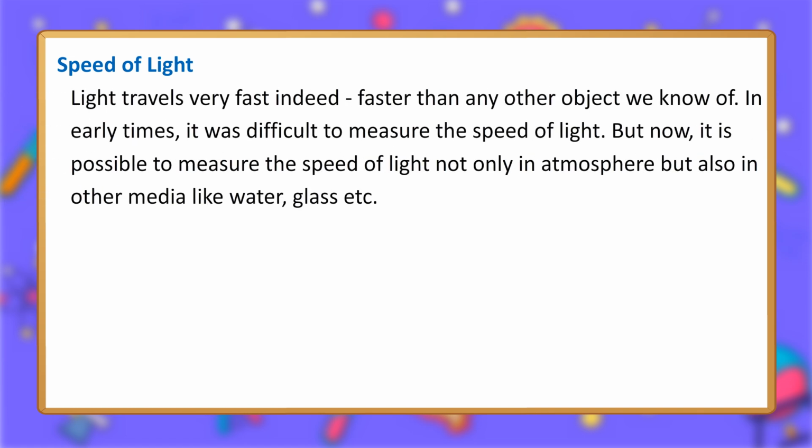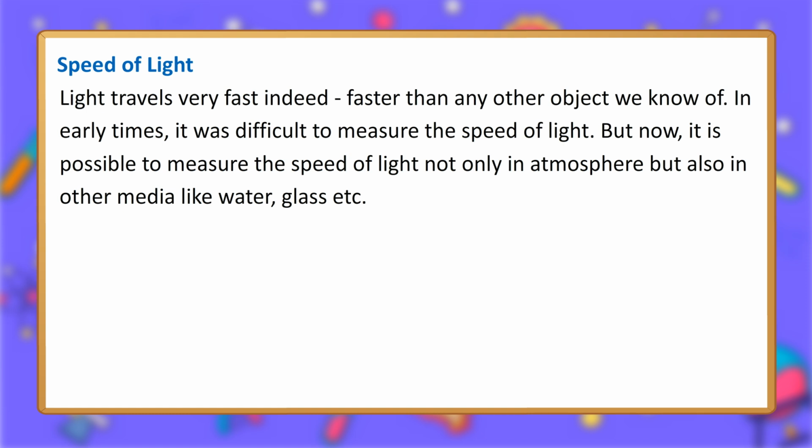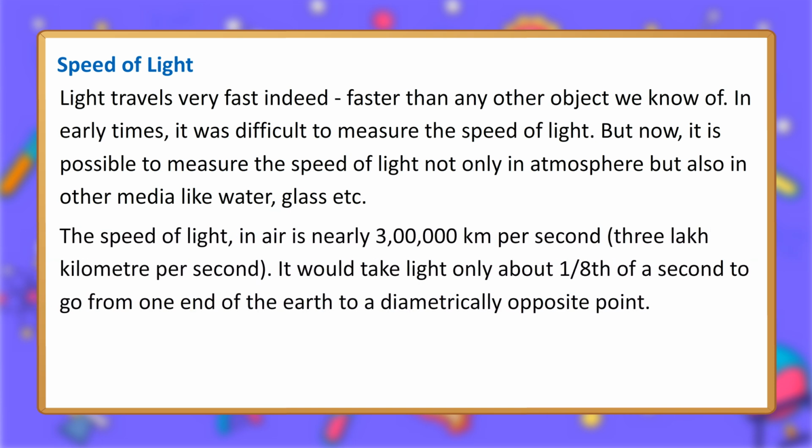Speed of light. Light travels very fast indeed, faster than any other object we know of. In early times, it was difficult to measure the speed of light. But now, it is possible to measure the speed of light not only in atmosphere but also in other media like water, glass etc. The speed of light in air is nearly 3 lakh kilometers per second. It would take light only about 1/8 of a second to go from one end of the earth to a diametrically opposite point.